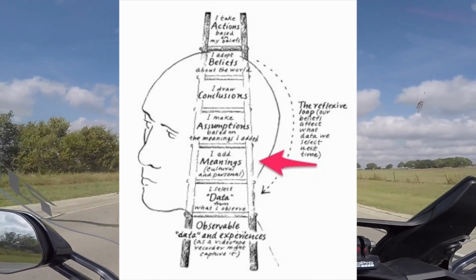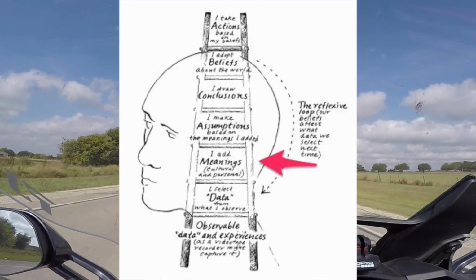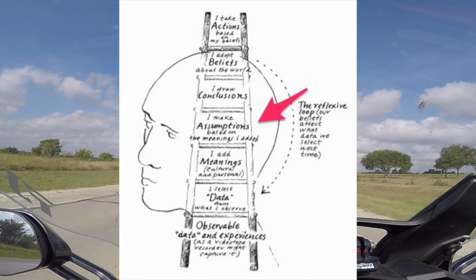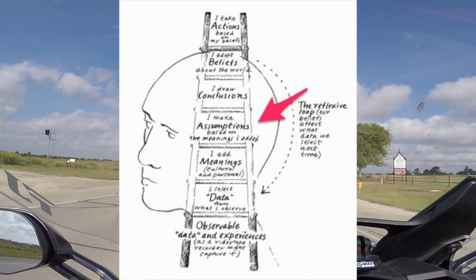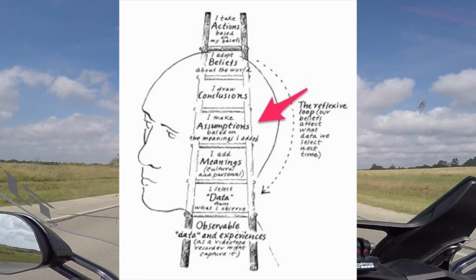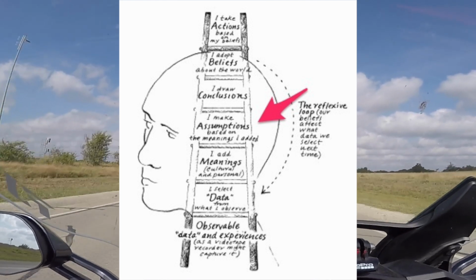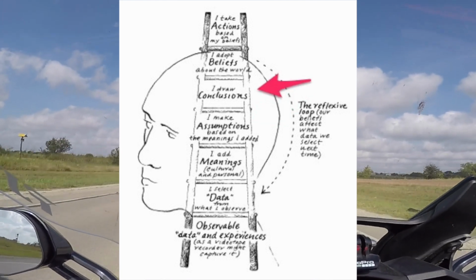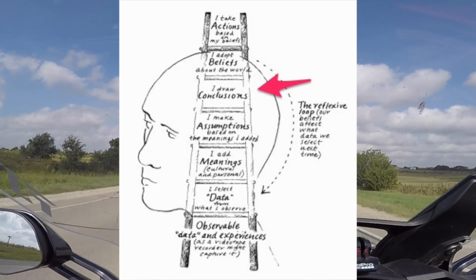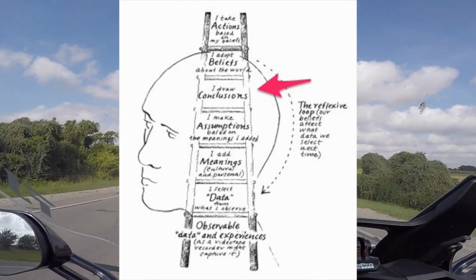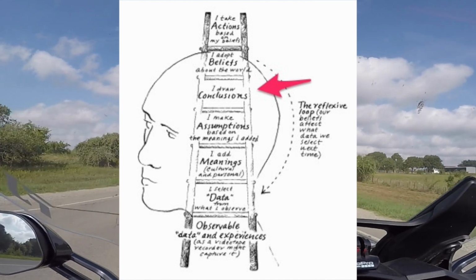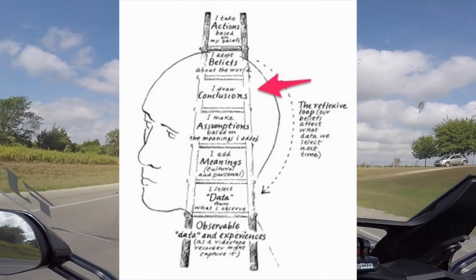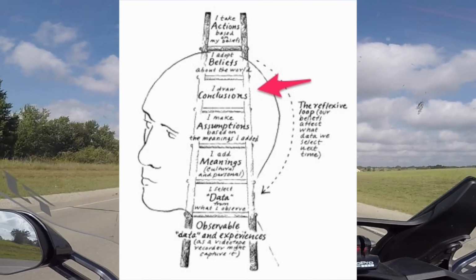The next thing that happens is, after you've added your meaning to the situation, you make some assumptions about Susie. I assume that Susie's not interested. I assume that Susie's not engaged. And then I draw conclusions from those assumptions. So I'm going to conclude that Susie is a very rude and disrespectful person. She's not engaged at work, and she doesn't have the common courtesy to show respect for the speaker who is running our meeting.